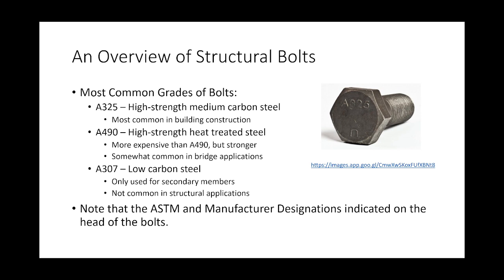We tend to use A490s a lot, for example, in splices in bridge applications, because there's a lot of forces, and so you need a lot of bolts, and so it kind of makes sense to cut the number of bolts, and you do that by maybe upping the grade a little bit. I should mention A307. Those are sort of like secondary bolts. They're not common in structural applications, but they are referenced in the manual here and there.